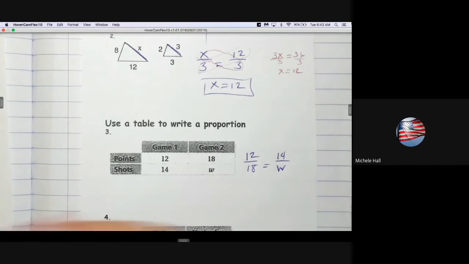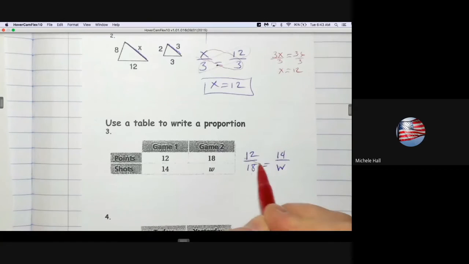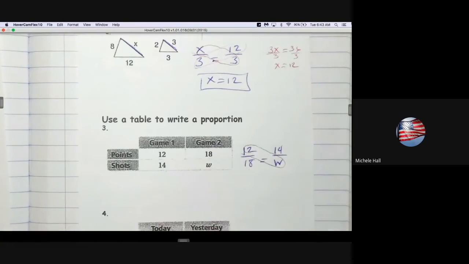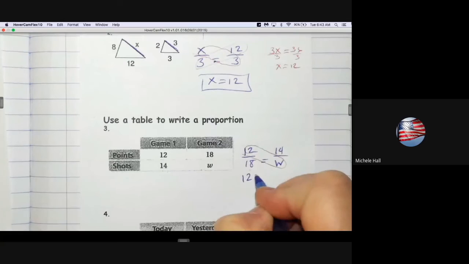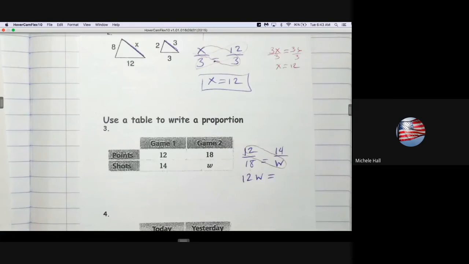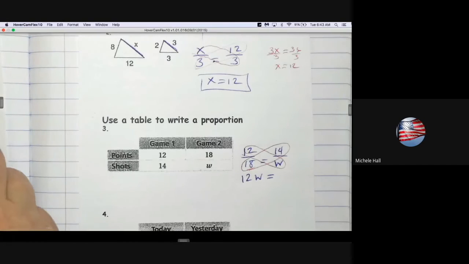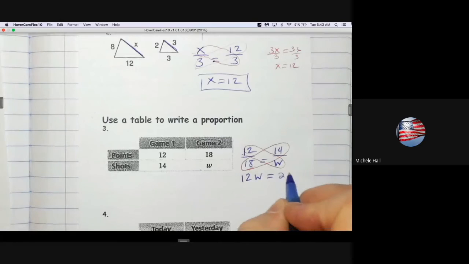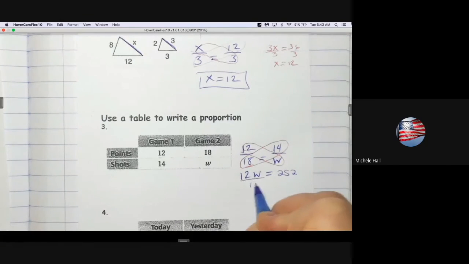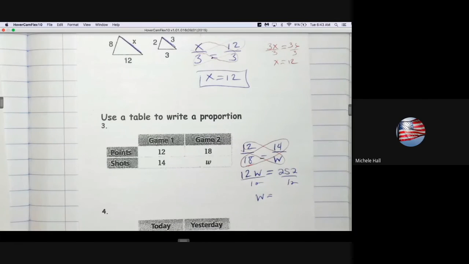Cross multiply. 12 times W is 12W. 14 times 18, 252. Divide by 12, and we get W equals 21.